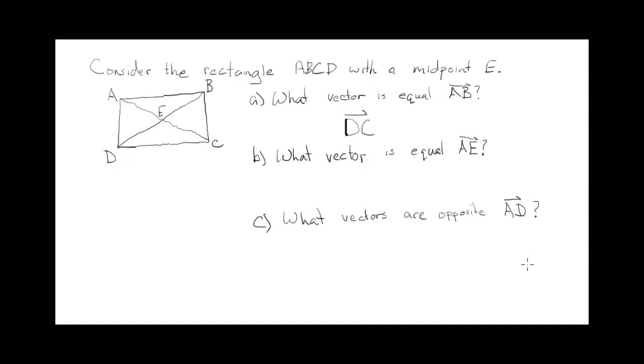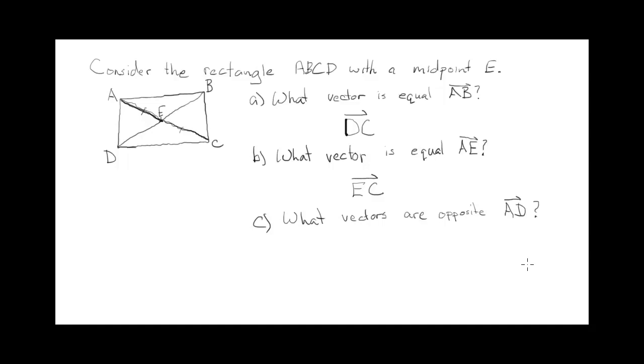Which vector is equal to AE? So AE is right here, going from A to E. So diagonals in a rectangle bisect, meaning that this line and this line are the same length. So E to C would be the same length, and it would be going in the same direction. So EC would be the answer there.